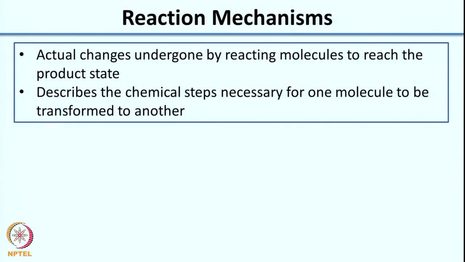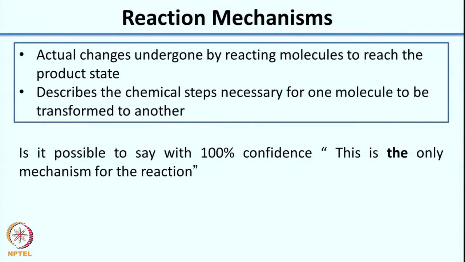It also tells you how the reaction takes place. Now, to give you a little bit more detail into definitions, one can define a reaction mechanism as the actual changes undergone by reacting molecules to reach the product state, or sometimes people talk about chemical steps necessary for one molecule to be transformed to another. Essentially, if you are thinking of going from destination A to destination B, you can think of travelling by road. Reaction mechanism is similar, where your two destinations are your reactant and your product, and the road is your reaction mechanism.